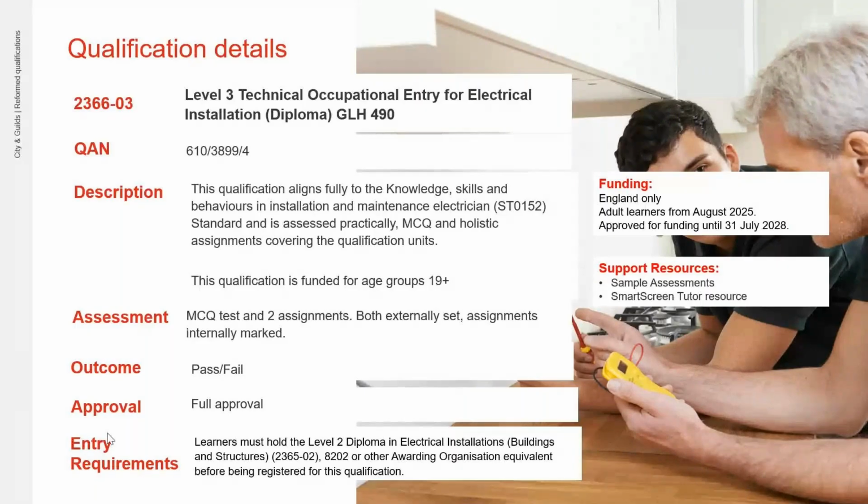Entry requirements, again, we'll go through in a little bit more detail, but learners must hold a Level 2 diploma in electrical installation, either a 236502, the 820202, or any other awarding organisation equivalent before being registered for the qualification. The funding for this qualification is England only. It's for adult learners and it's from August 2025, and they're approved for funding until 31st of July 2028. Support resources will be available for this qualification via sample assessments and smart screen tutor resources.